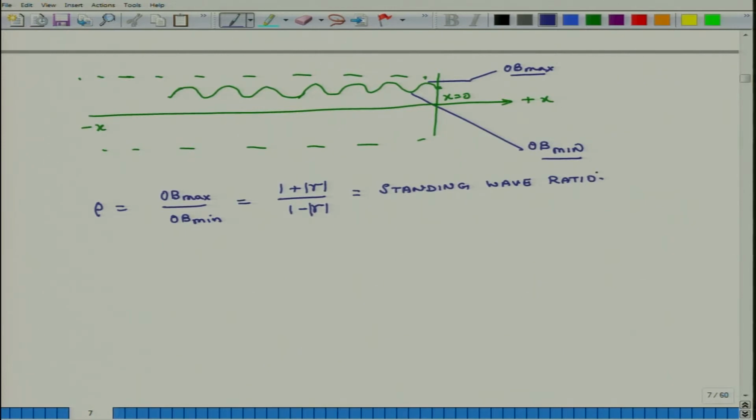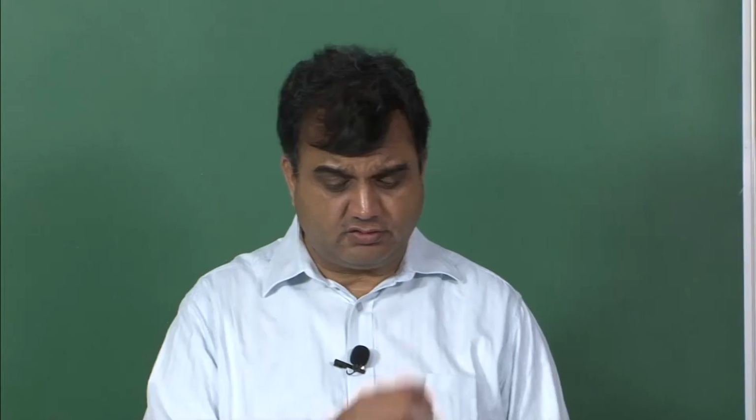It is called standing wave ratio. So, we can measure, using Kundt's tube, the value of rho, which is standing wave ratio. Okay. From our experimental setup, we can measure the value of rho.